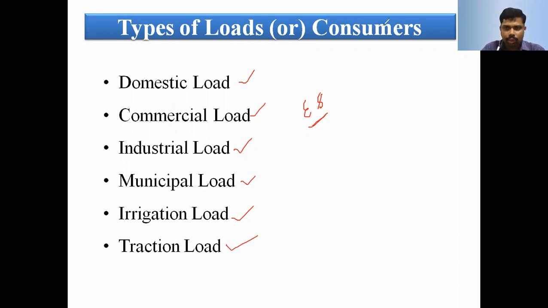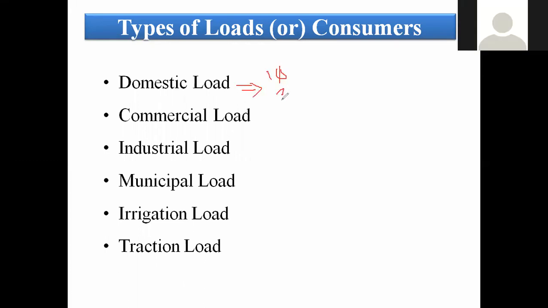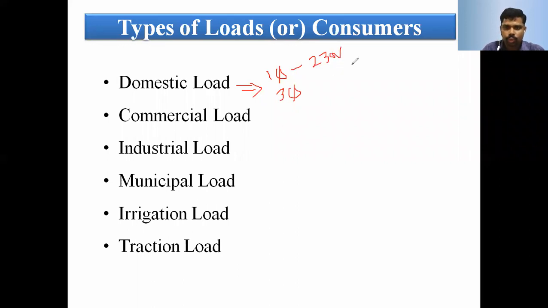Generally, the domestic load is used for domestic purposes. The load comes under single phase and three phase load. The single phase load is 230 or 240 volt. Theoretically, we are studying 230 volt, but plus or minus 12 volt variation is there. But practically, we are getting 218 volt. Some of the time we are getting 240 volt, 242 volt.